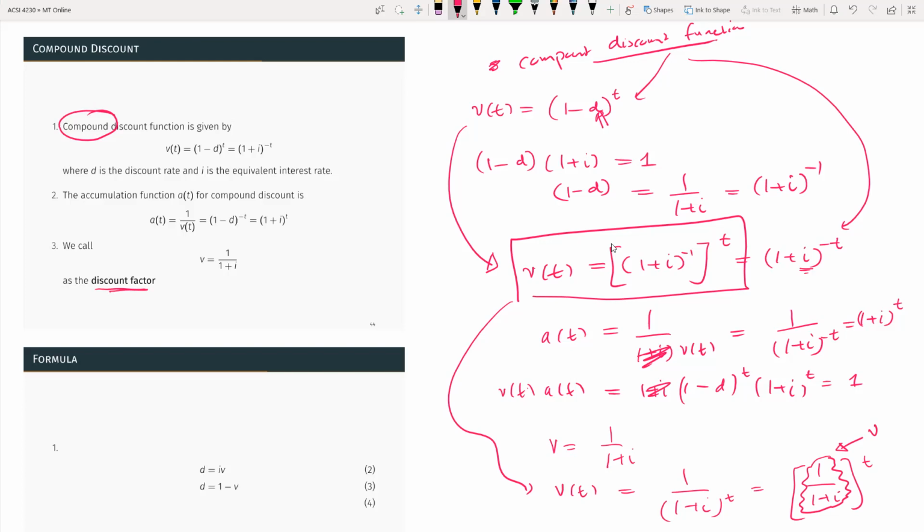When you hear the word discount factor, it's not really a discount function. It is just the term 1 over 1 plus i. A discount function can be anything. It can be a compound discount function, which looks like (1 plus i) to the power negative t, or a simple discount function, which looks like 1 minus dt. It depends on the function, but the discount factor is always 1 over 1 plus i.